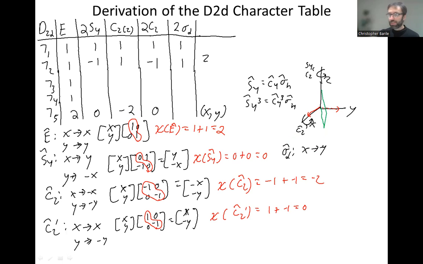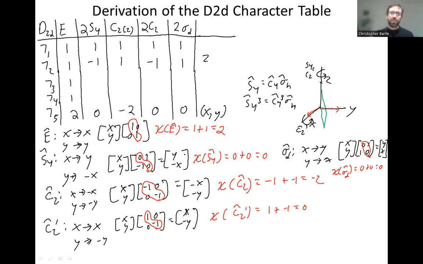And well, if you're a y vector and you're looking at yourself from the other side, you're going to turn to x. So y goes to x. So x goes to y goes to x. The matrix that describes that is 0s on the main diagonal and 1 on the off diagonal. Take the trace of that matrix and you get 0. Character of sigma d is equal to 0 plus 0, which equals 0.